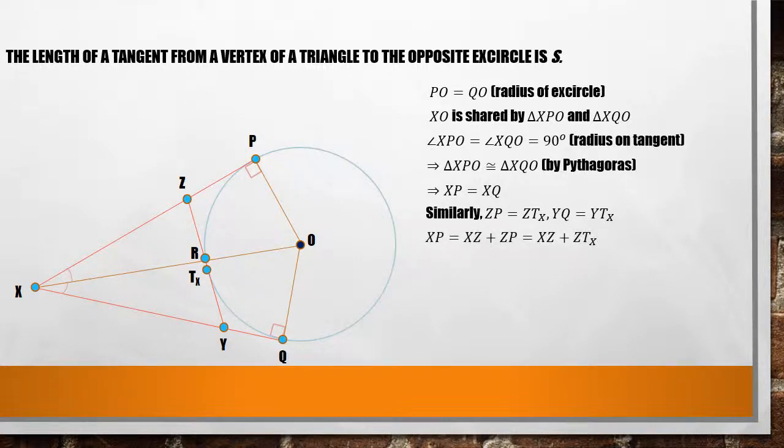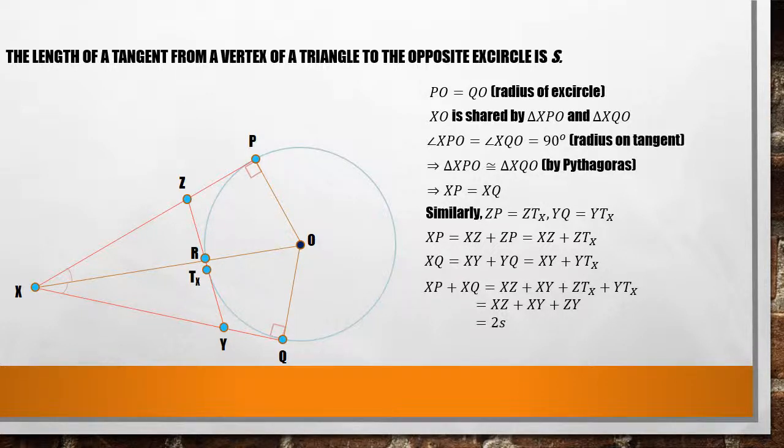Well, we know that XP is the sum of XZ and ZP, but XZ plus ZP, because of what we just showed a minute ago, is equal to XZ plus ZT sub X. In the same way, we have that XQ is equal to the sum of XY plus YQ, which is equal to XY plus YT sub X.